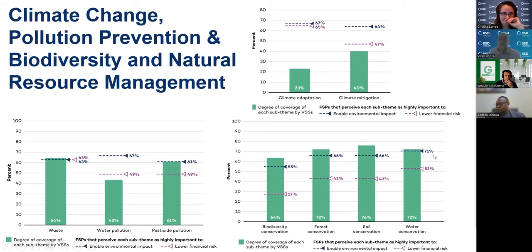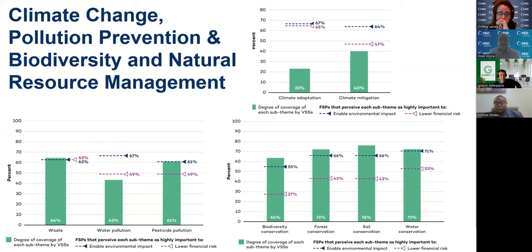When we overlay the results from the financial service provider survey, so the pink and blue dotted lines, we see that there is a mismatch between VSS coverage and financial service provider perceptions for climate change adaptation and mitigation, as well as for water pollution.